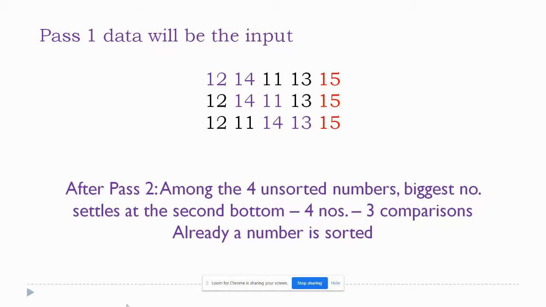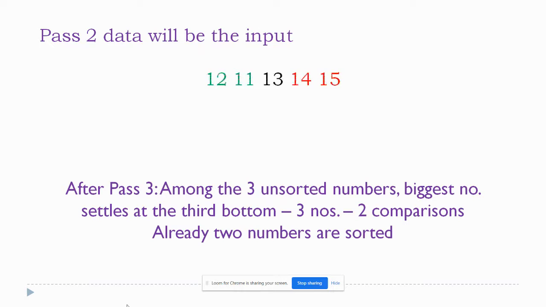The next adjoining pair is 14 and 13 respectively. 14 is a bigger number, I am going for a swap. Hence, after 3 comparisons, I have obtained the second biggest element. So now I have 2 numbers in sorted order, which are shown in red and underlined.